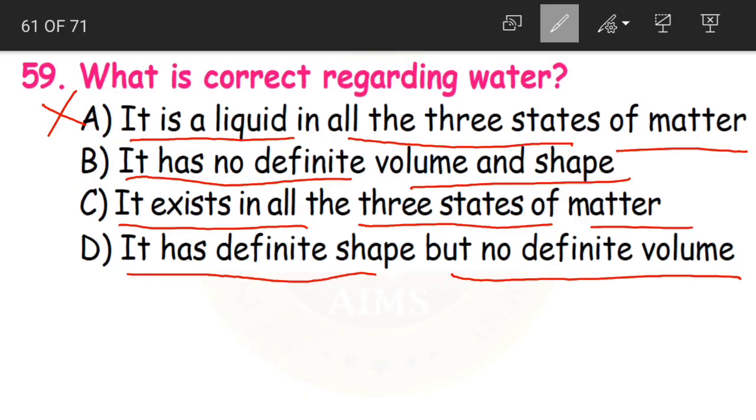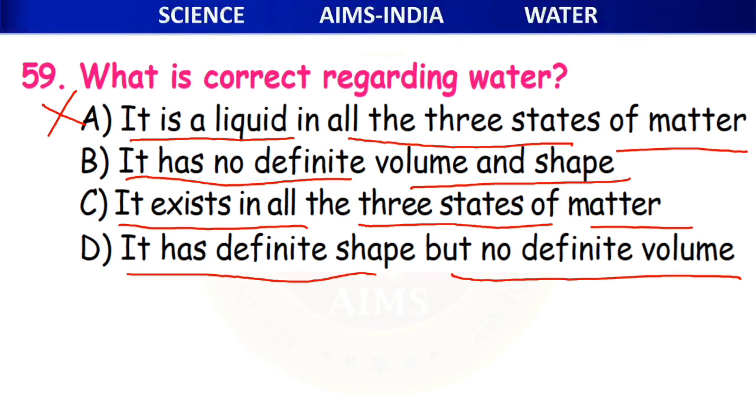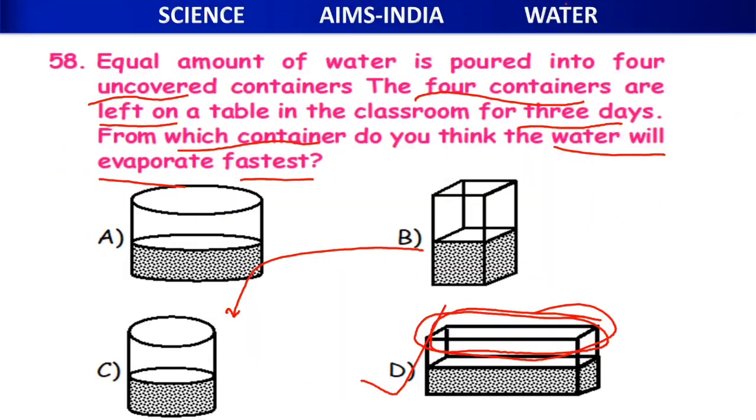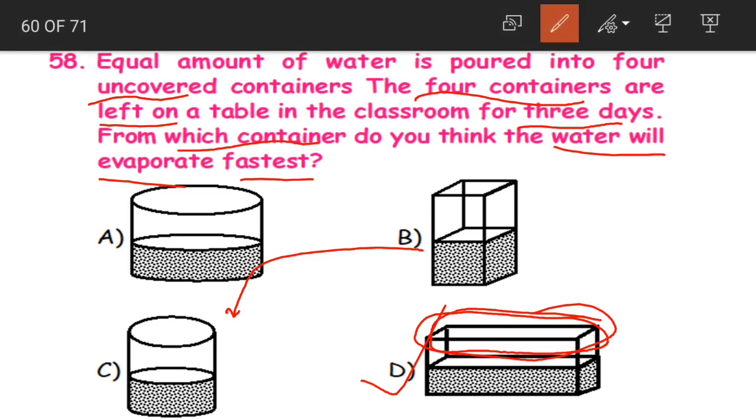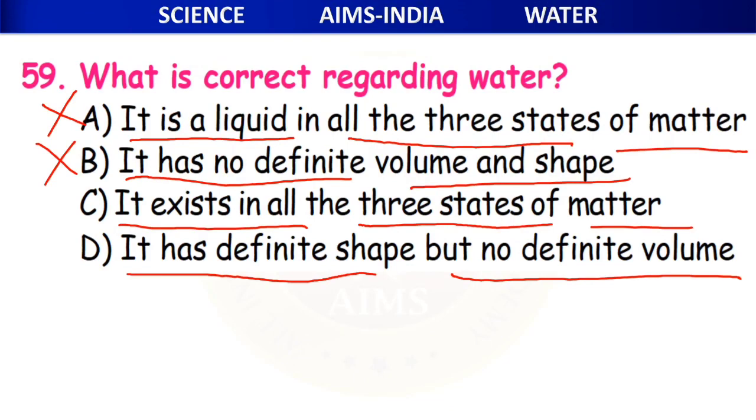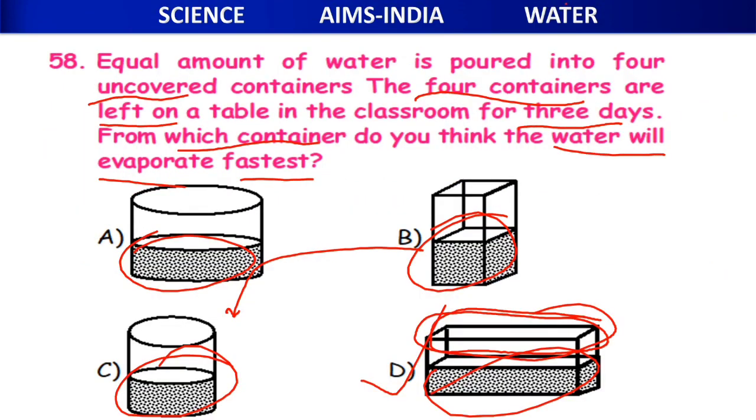B is, it has no definite volume and shape. Again, this is also wrong. Why? Because if you observe the children here in this picture, it has got different shapes. Here, for example, we have taken 4 containers and poured the same amount of water in them. According to the shape of the container, even the water has got its shape, and its volume also. Clear? So that is why even the second option is also wrong.